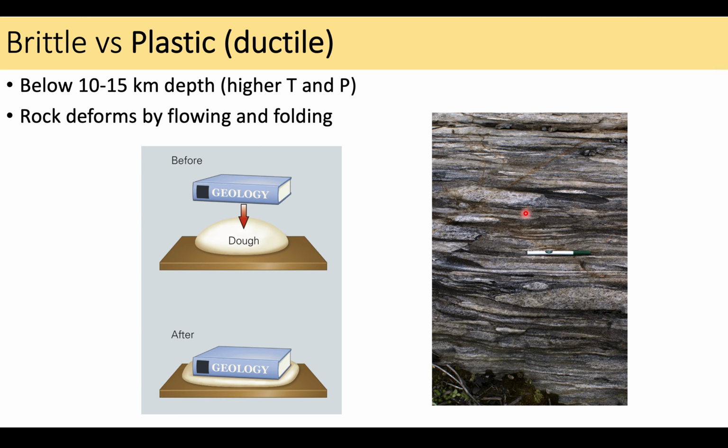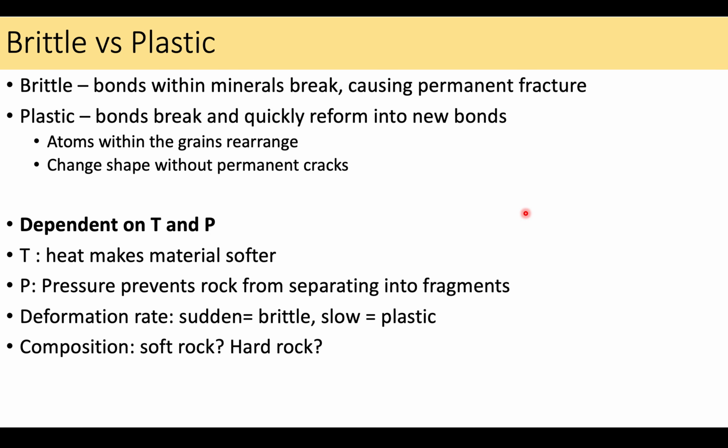You will see this about 10 to 15 kilometers deep, towards the center of the Earth. So where we have that higher pressure and temperature, we're going to see our rock layers not necessarily cracking, but still deforming in a plastic way, not like the brittle layers at the surface.